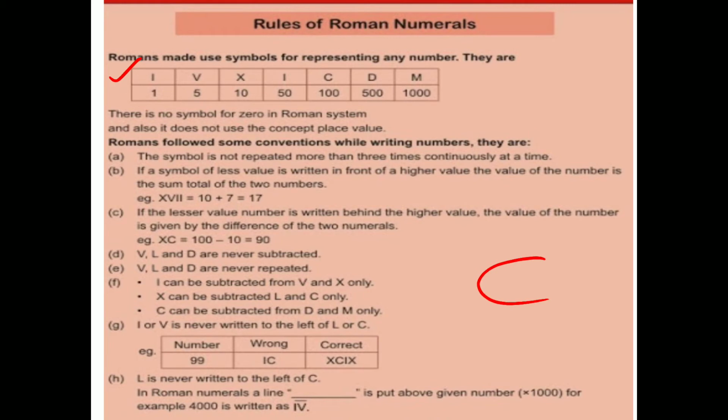Now, I can't subtract I and V from L and C. If you write IC, it is wrong. C is for 100. From C, we can subtract X only. Clear? So that is correct. L is never written to the left of C. We never write L to the left of C. It is wrong.